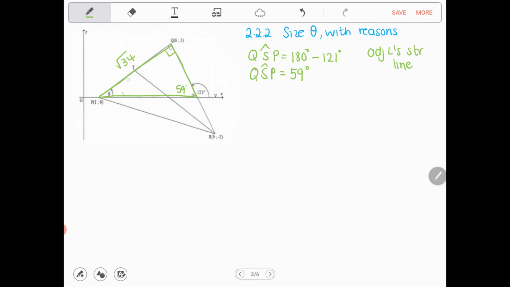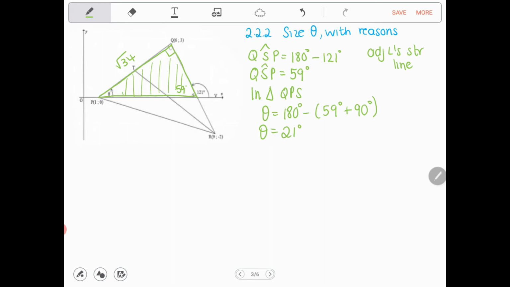Okay, can you see that I can now just use the sum of the angles in that triangle that I've colored in? So in triangle QPS, theta would be 180 minus (59 plus 90). So theta is going to end up being 90 minus 59, 21 degrees. Is that right?